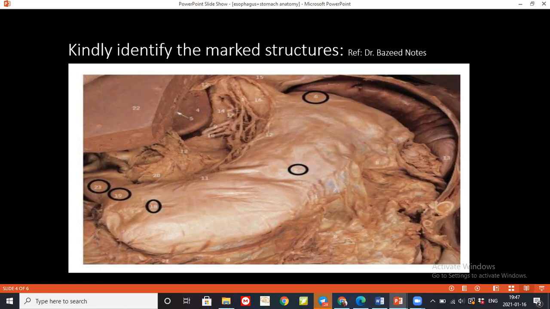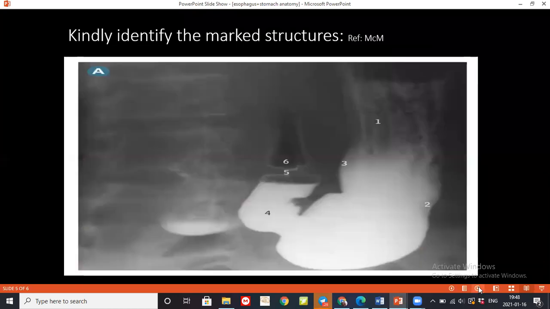The veins follow the arteries. There are the right and the left gastric veins, the right and the left gastroepiploic veins, and the short gastric veins. Okay, good. All right. Moving on to the next one.